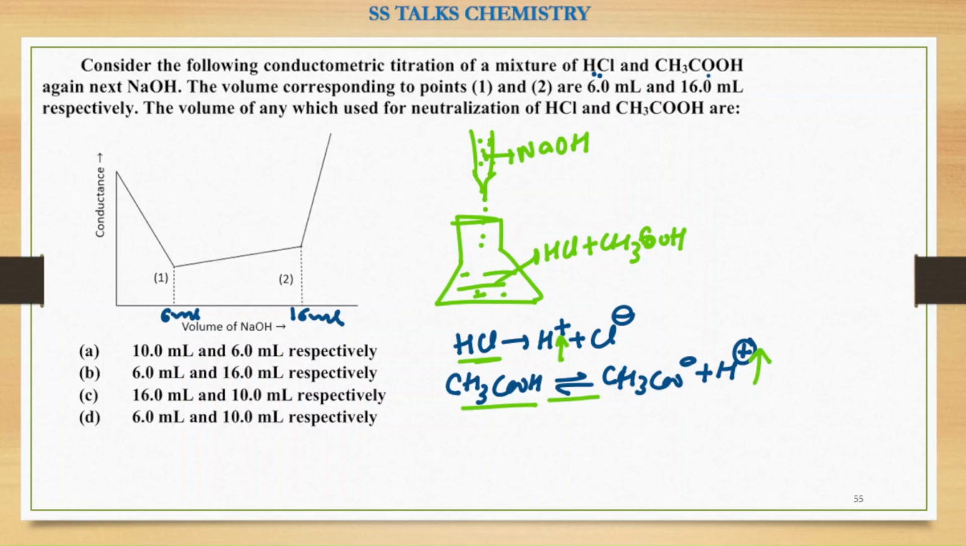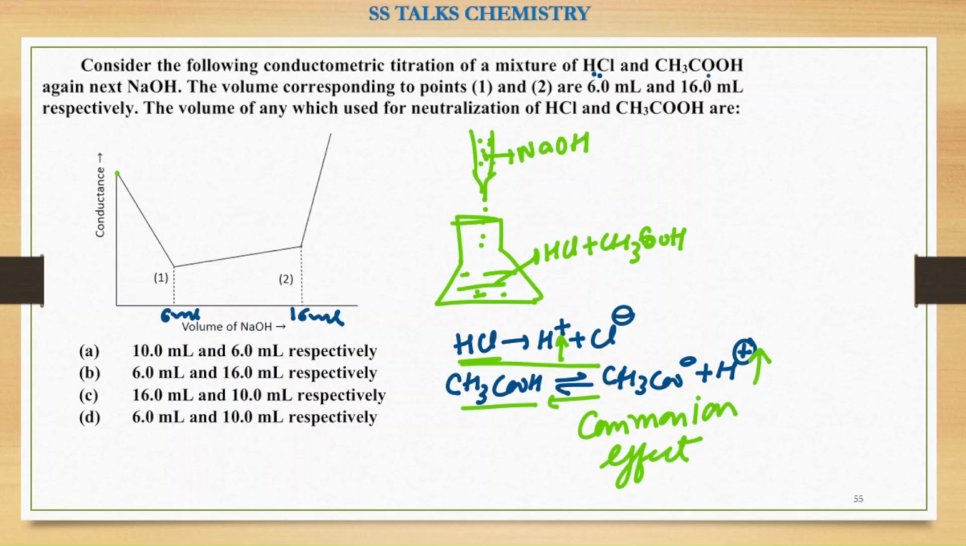So the equilibrium will shift in the backward direction. Due to the common ion effect, the dissociation of this acetic acid is further suppressed. Firstly, this HCl molecule that is completely dissociating is going to react with the base, NaOH, we are adding to it. In the first case, at the starting, both of the acids were present, but due to the common ion effect, this acetic acid dissociation is being suppressed. So here the common ion effect is being applied.